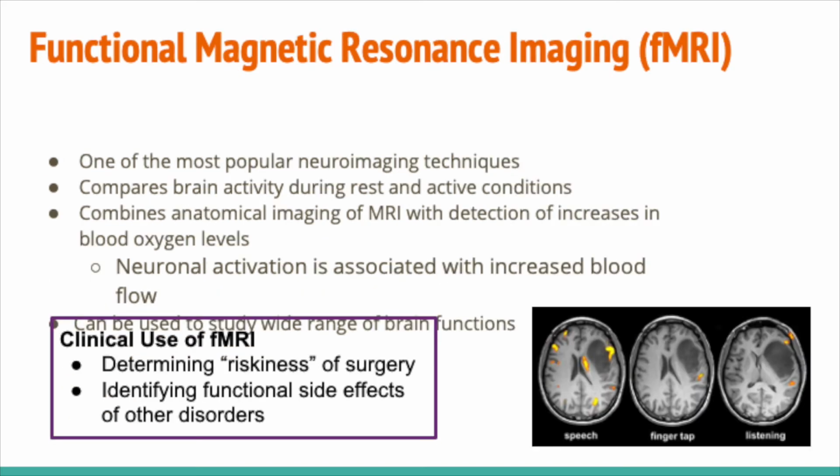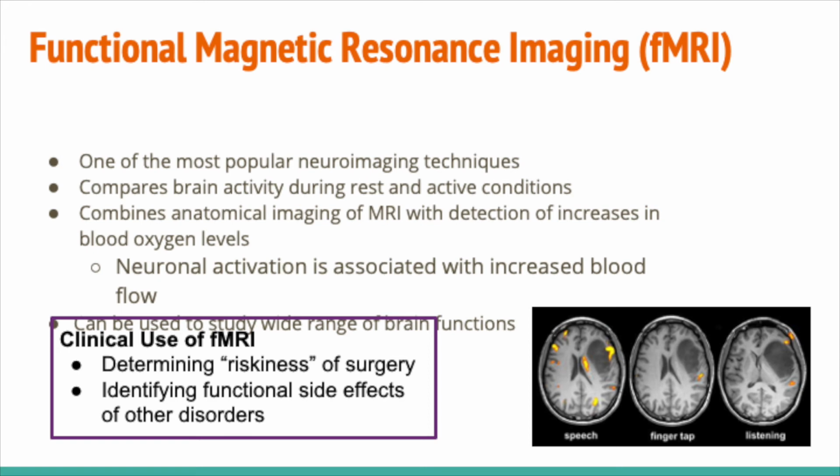Along with the MRI, we also have the functional MRI, or fMRI, and this is one of the most popular neuroimaging techniques today. It's really popular because you can compare brain activity during rest and active conditions. The way it works is that it combines anatomical imaging of the MRI with detection of increases in blood level oxygen. By using these detections, you can look at the neuronal activation that's associated with these increased blood flows, and it can be used to study a wide range of brain functions.